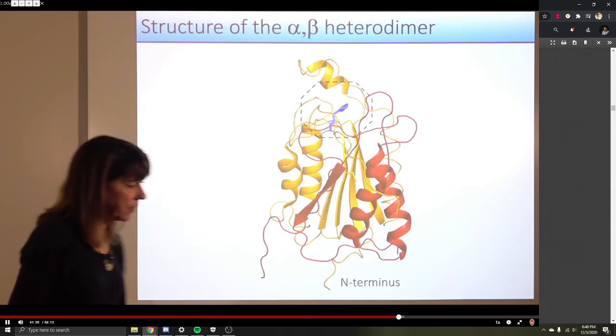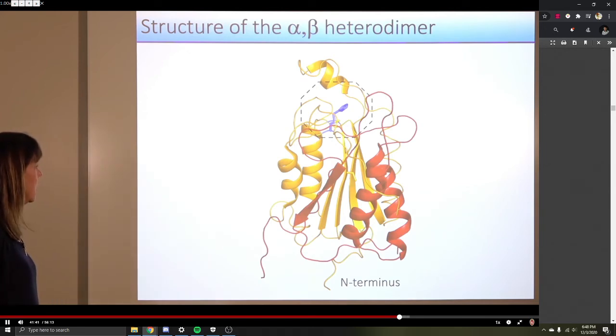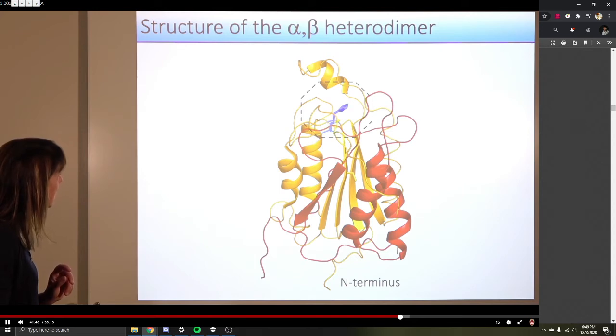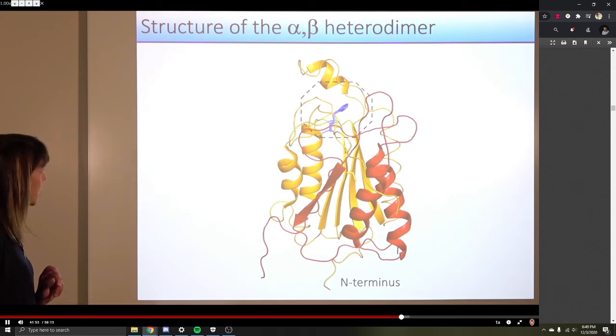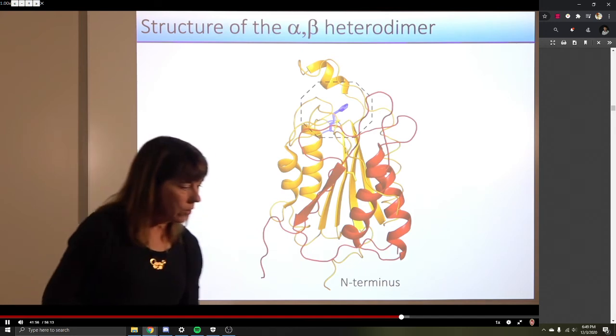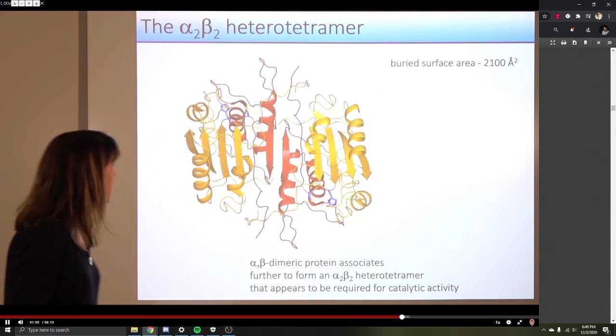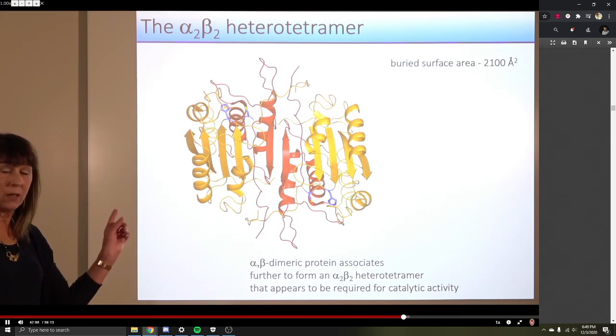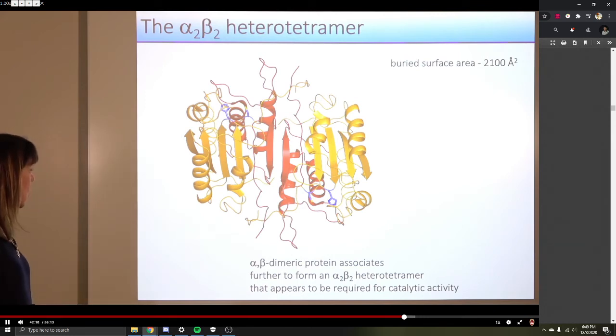So this is the structure of the alpha-beta heterodimer. So it's two subunits. There's the alpha subunit, which has the histidine and the cysteine right there, the thiolate, and the histidine couple. And then there's the C-terminal domain, which is shown in red here. But we know that in order for it to be functional, it has to be an alpha-2, beta-2 heterotetramer. It's a good buried surface area. If you look at about 2100 angstroms, we've talked about buried surface areas, and that's pretty good. So this is the structure that's important for catalytic activity.